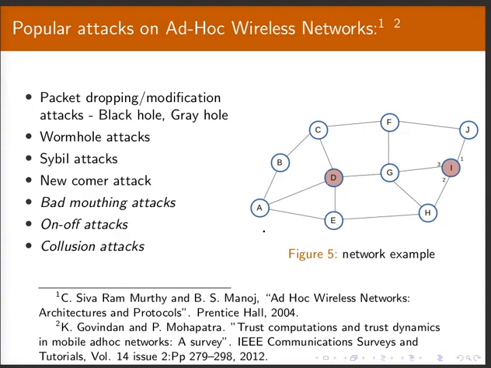These are popular attacks. If you see a network here, D and I are the malicious nodes, and the remaining ones are all legitimate nodes in the network. The first attack is the packet dropping or modification attack. What the malicious node will do is, whatever packet it receives, it just drops it. This is called a black hole attack, whereas for a gray hole attack, some packets it will transmit and some packets it will drop. So this is called a gray hole attack.